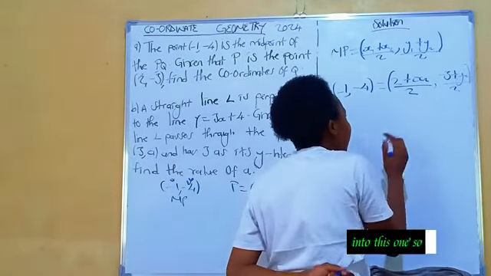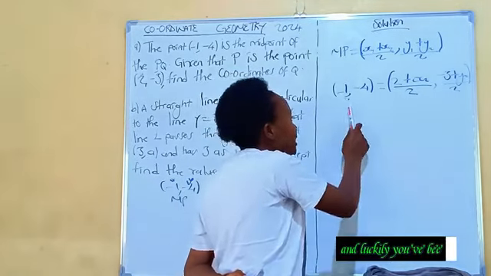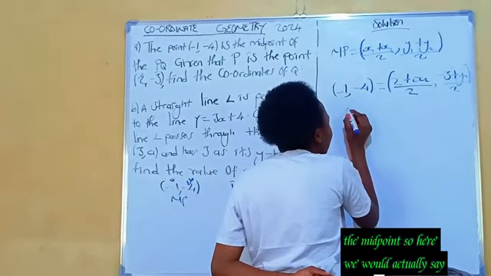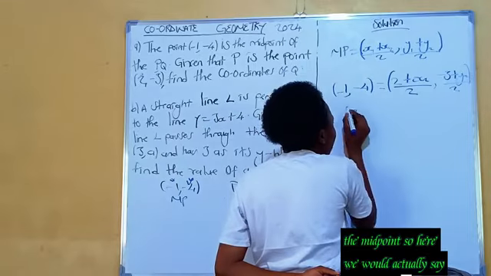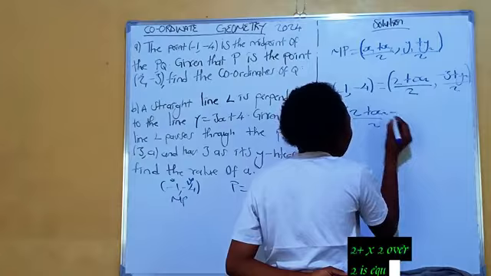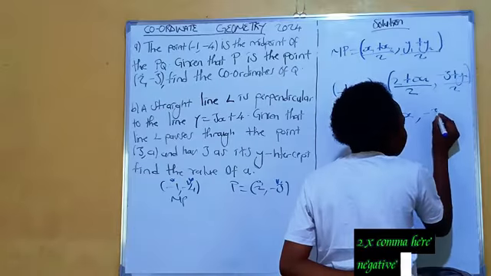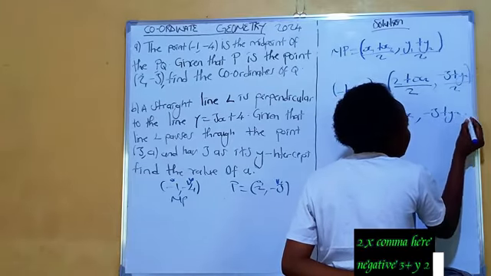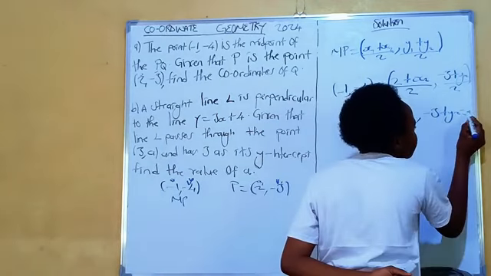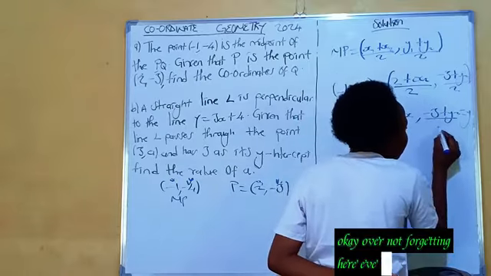To do this one, since you are finding the coordinates of this, and luckily you've been given the midpoint, here we would actually say 2 plus x2 over 2 is equal to x, comma, here -3 plus y2 is equal to, here we're having y, over, not forgetting, over 2.